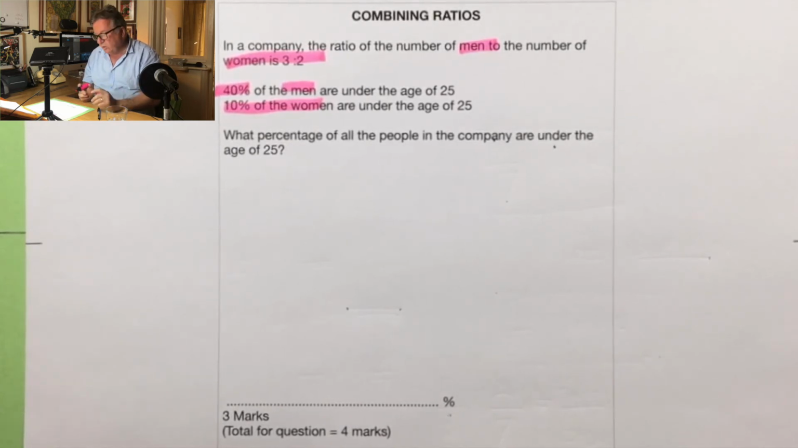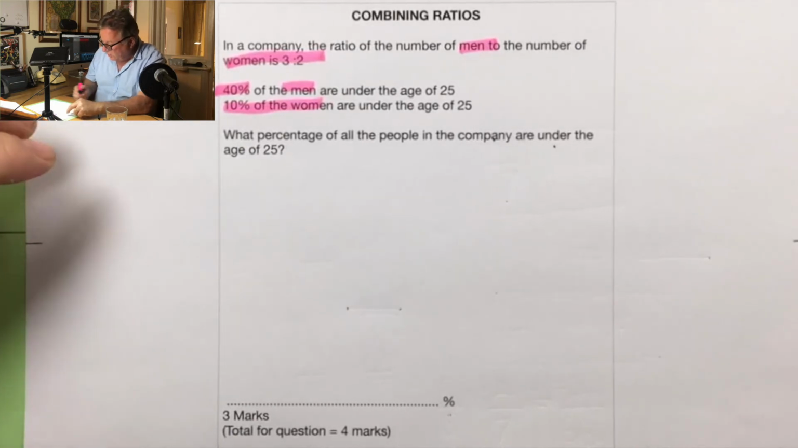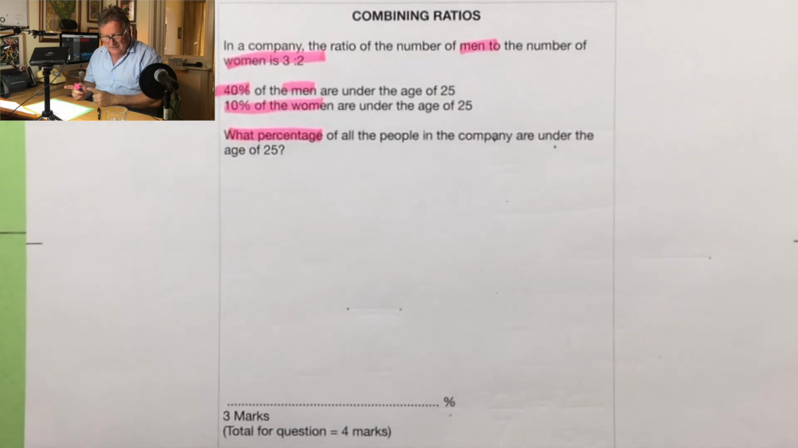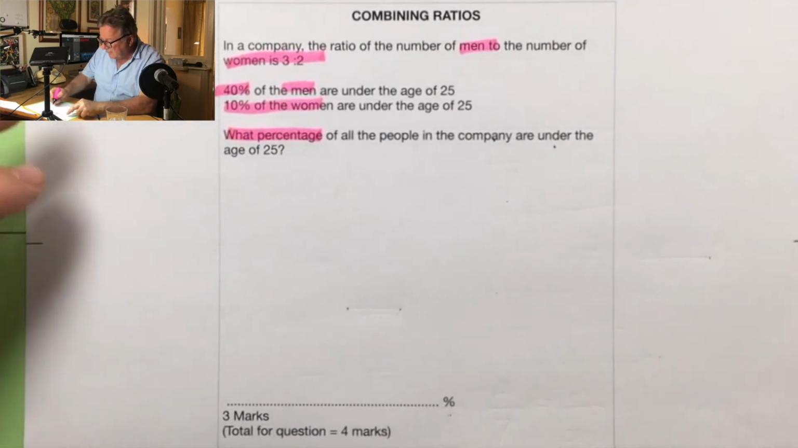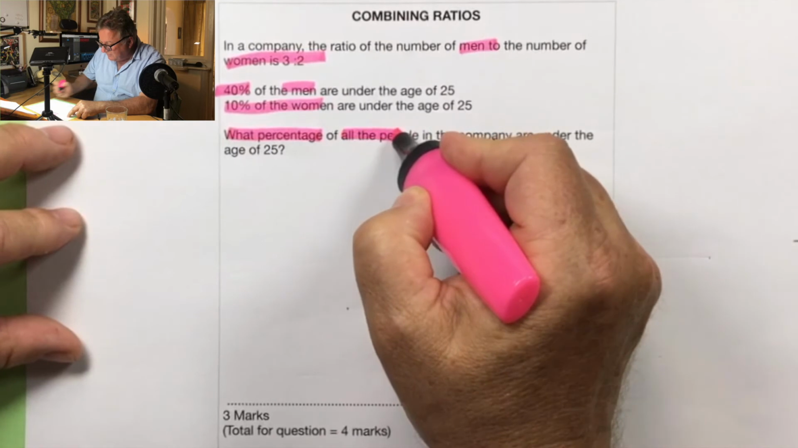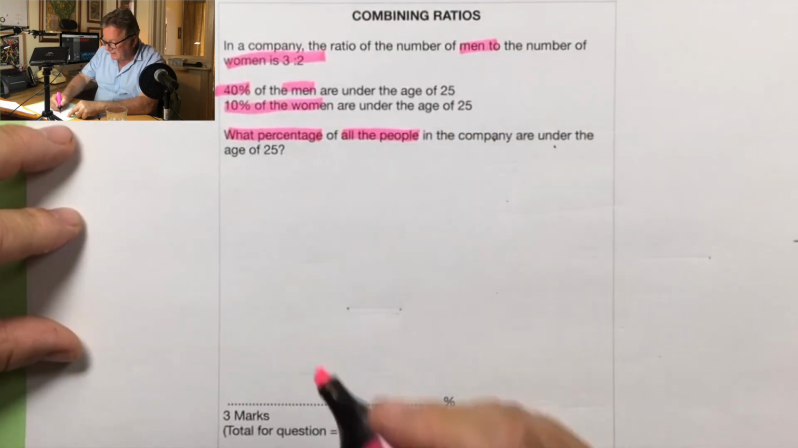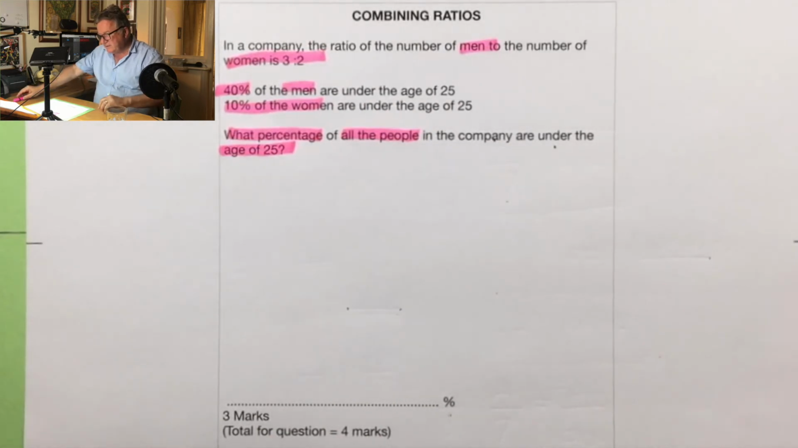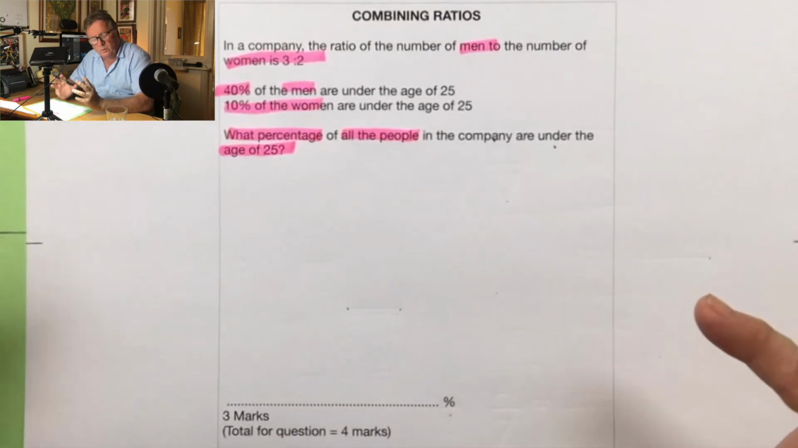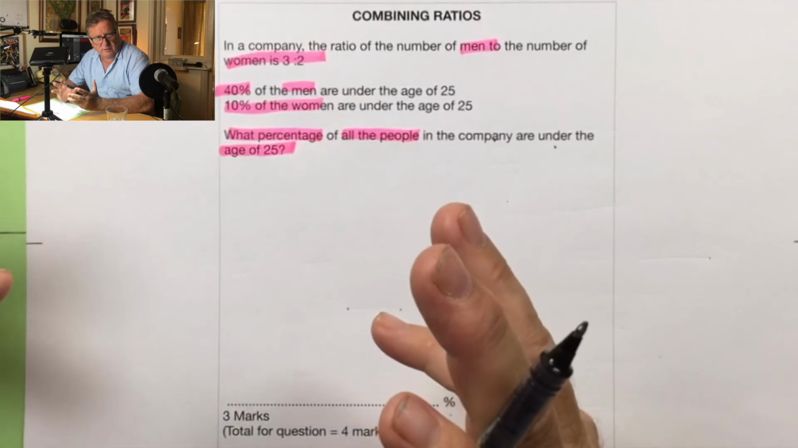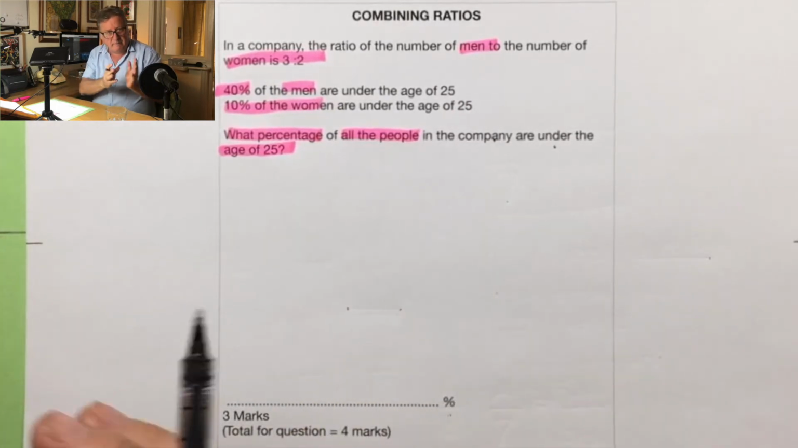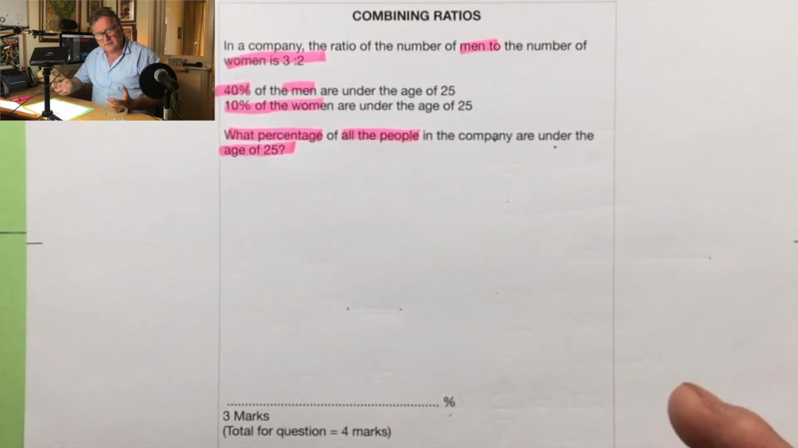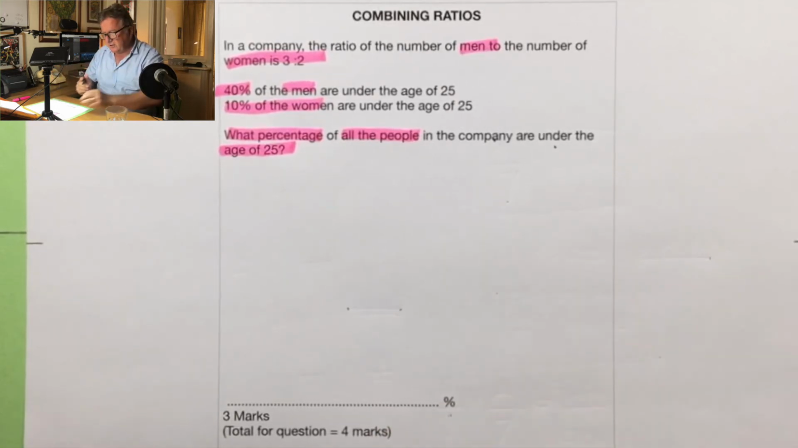Now let's see what the question asks us. What percentage, now remember that because this means we have to give our answer as a percentage of all the people in the company are under the age of 25. How are we going to do that? So we want to know all the people that are under 25. We've got information about men, we've got information about women, so we have to use that. Okay, so let's first look at the men.